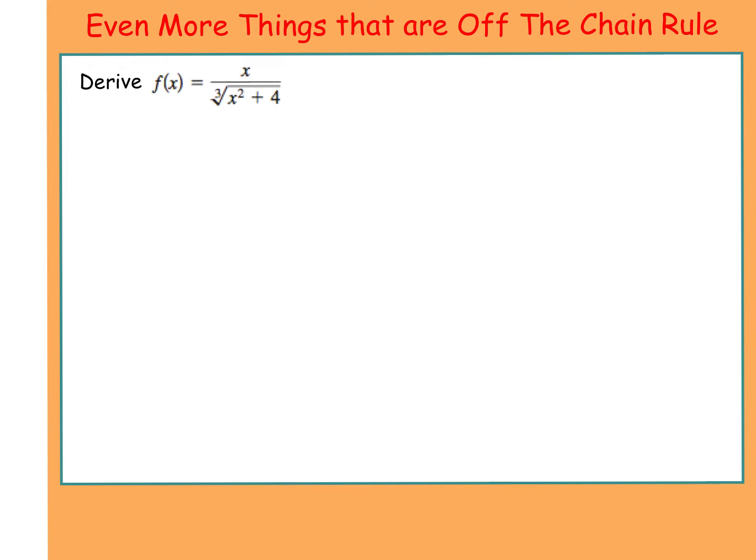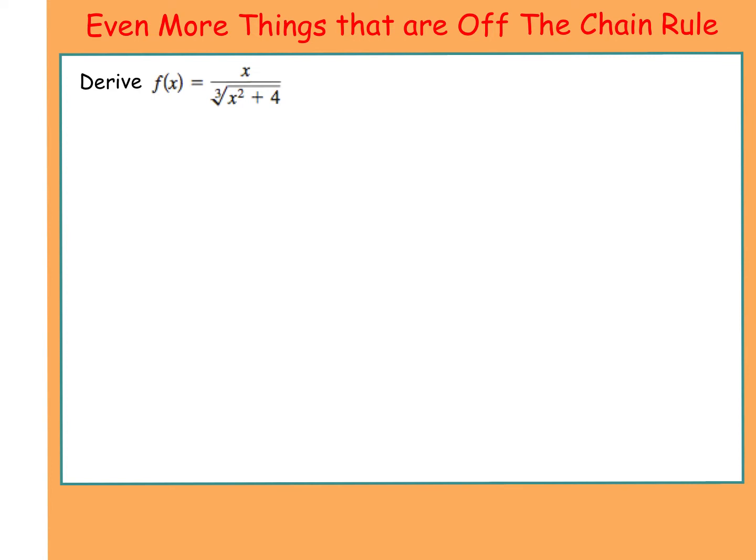So now I have f of x is equal to x over the cube root of x squared plus 4. Now, what rule does it look like we need to use? It looks like we need to use the quotient rule. Could you use the quotient rule? Yes. I don't want to. It gets ickier than it needs to be, in my opinion.